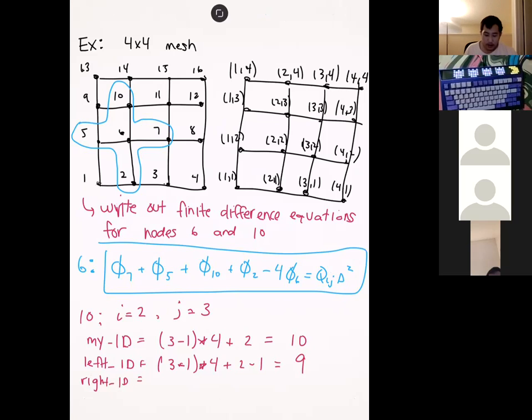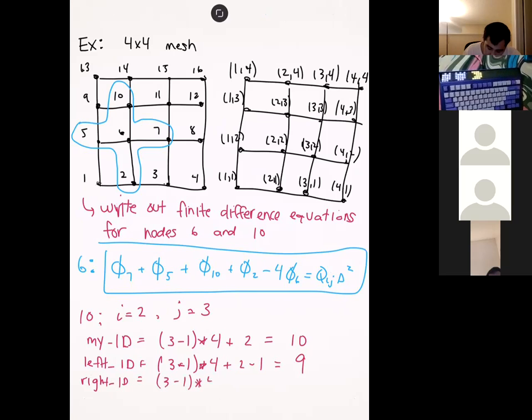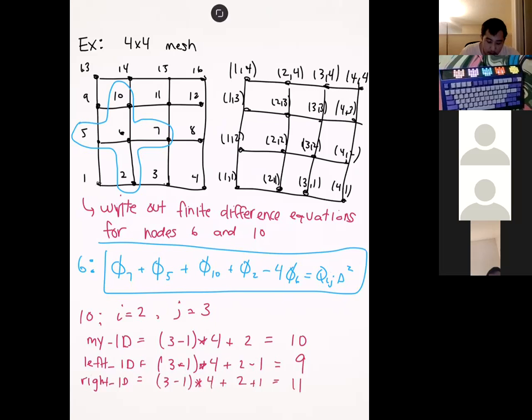Okay. All right, so now let's compute the right ID. So the right ID, we're going to have 3 minus 1, just like before. So that's j minus 1 times nx, which is 4, plus 2 plus 1. Okay. And then from that, we get 11. And so we check back with the diagram and we see indeed that node number 11 is the right neighbor for node number 10.